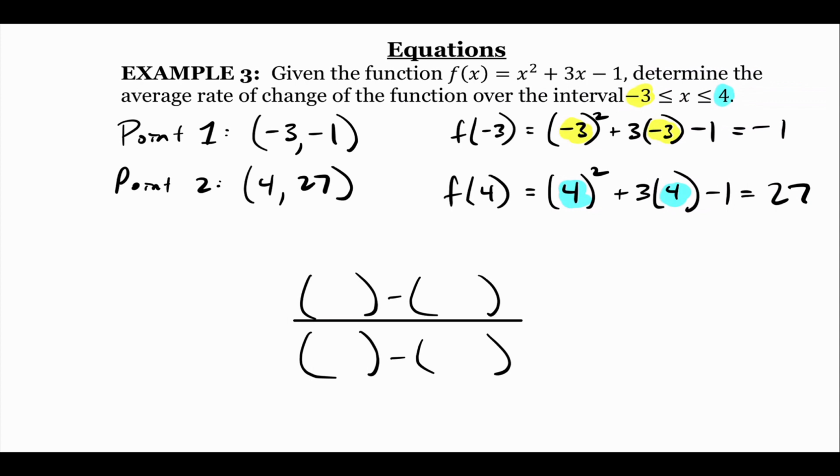Once you got your 2 points, use your formula. y2, point 2, y is 27. y1, point 1, y is -1. x2, x for point 2 is 4. x1, x for point 1 is -3. 27 minus a negative. Okay, so we have minus a negative. So minus a negative means adding. 4 minus -3. Again, minus a negative.